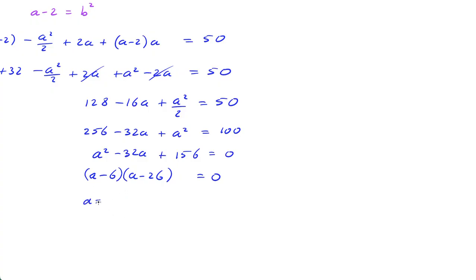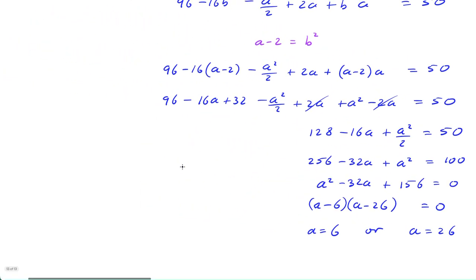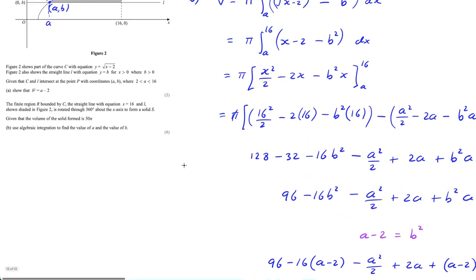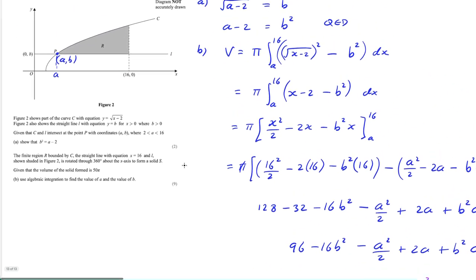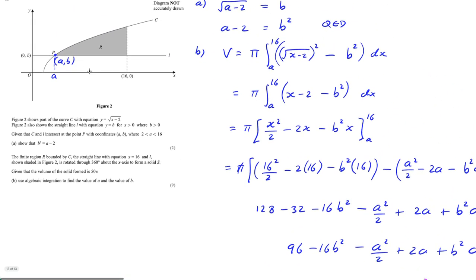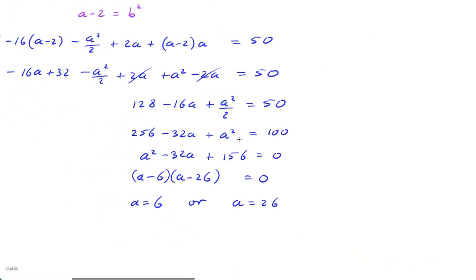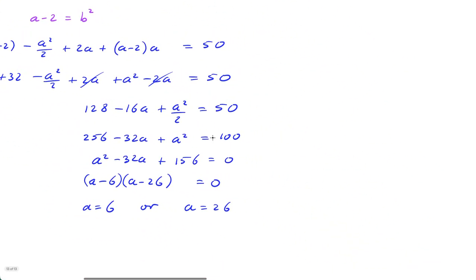Now, once I get an answer, guys, I go back and I check, is there any reason that a can't be any of these things? Because a is obviously here. Well, look, a is obviously less than 16, and it even says it here. A is between 2 and 16, so a cannot be 26. So I'm going to say here, as a is less than 16, a equals 6. So therefore a equals 6.